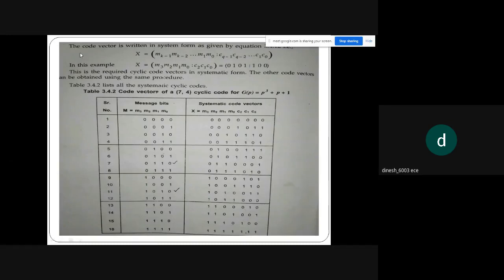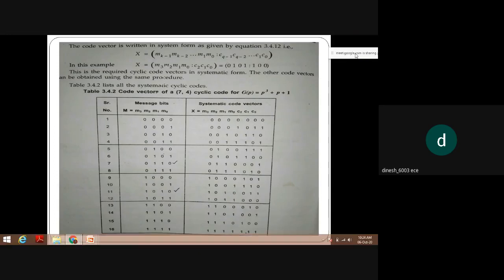You can see, always the systematic form is written in terms of x equal to m is to c: message bits mk-1, mk-2 till m0, and check bits cq-1, cq-2 till c1, c0. So here we are going to substitute for this example. Message bits are 4, so m3 m2 m1 m0, c2 c1 c0.